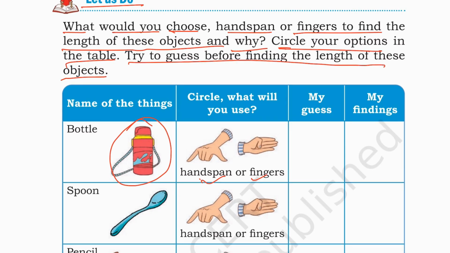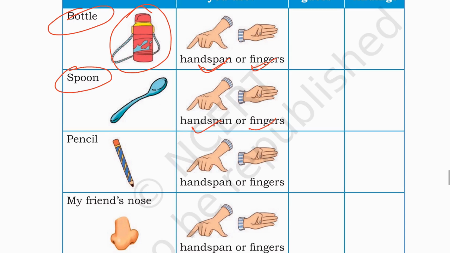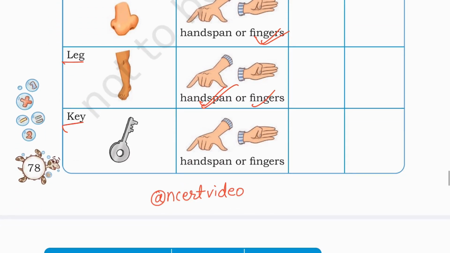You can use hand span as well as fingers for the spoon and bottle too. If your pencil is shorter, then you have to use fingers. For your leg, you can use hand span as well as fingers. For the key, you have to use fingers only, because it is short.